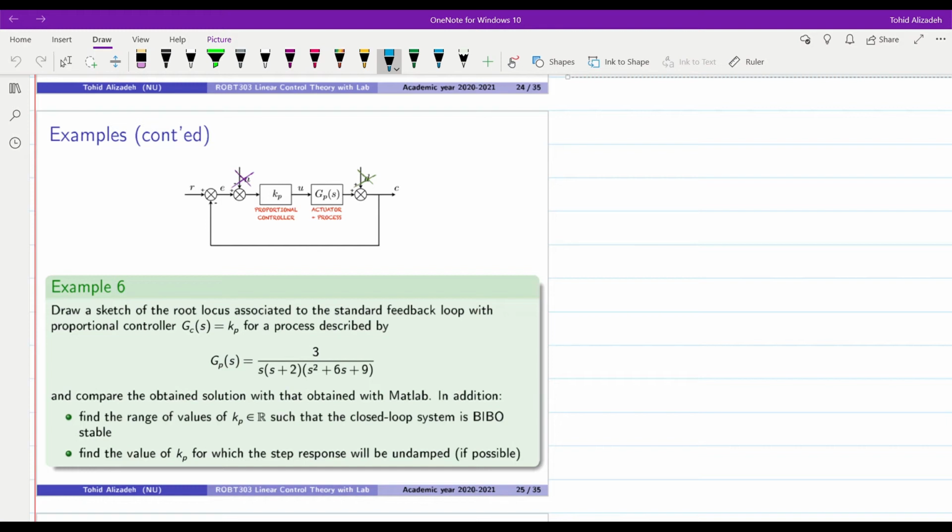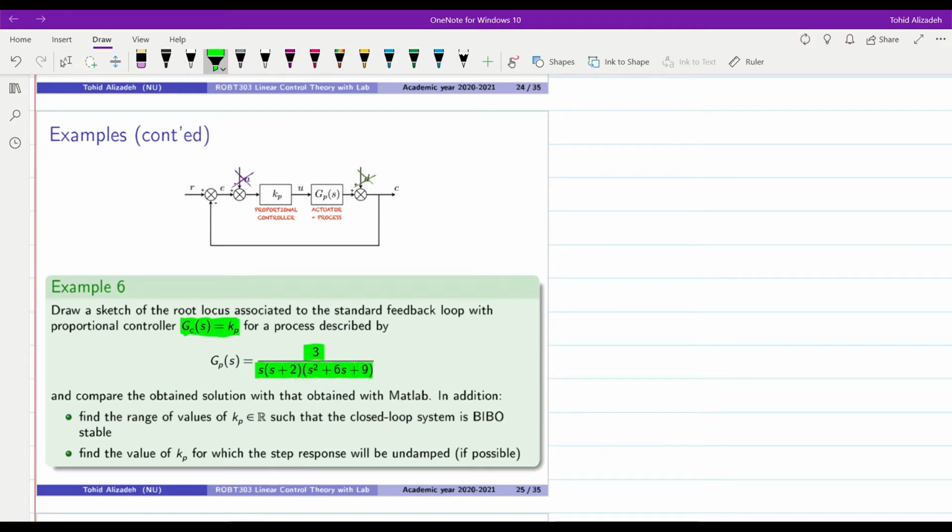Hello everyone. In this video we are going to draw the Root-Locus plot for a system given with this transfer function. As you can see here, 3 over s times s plus 2 times s squared plus 6s plus 9, where the controller is in the form of a proportional controller. Gc of s is equal to kp.